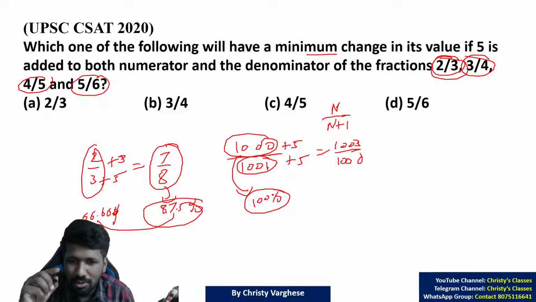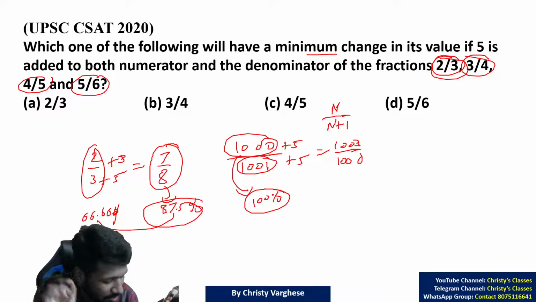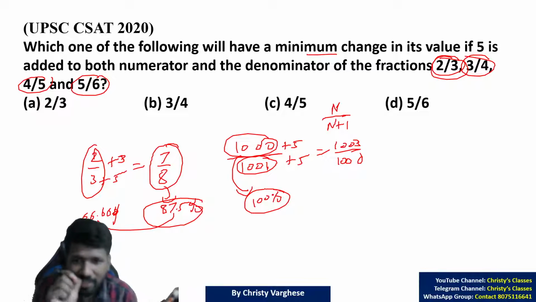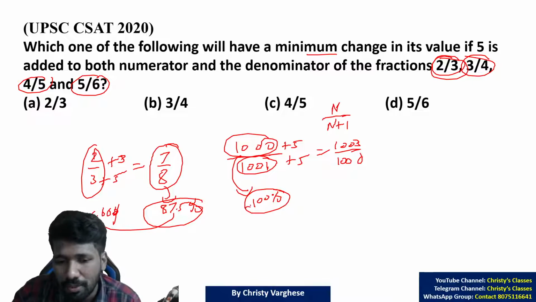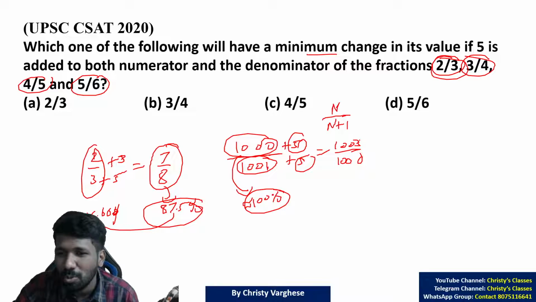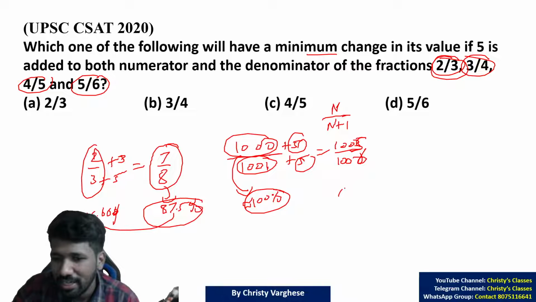Because 1000 by 1001, 1000 is also a very large number. 1001, we are just adding a small 1 to that. So it is almost 100%. And if you are adding 5 also, it is still almost 100% itself. Are you all understanding this idea? The change is so minimal.